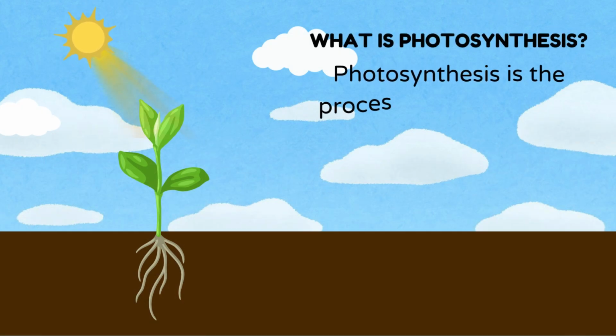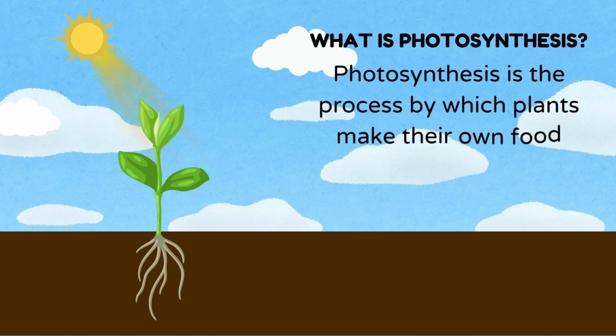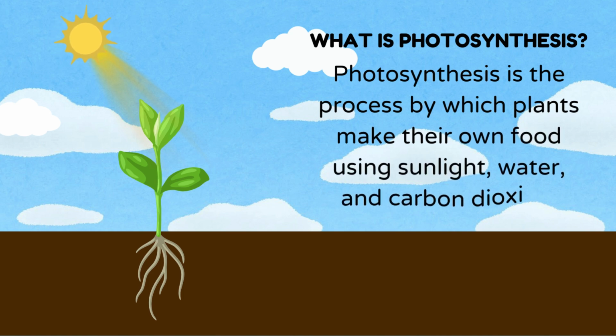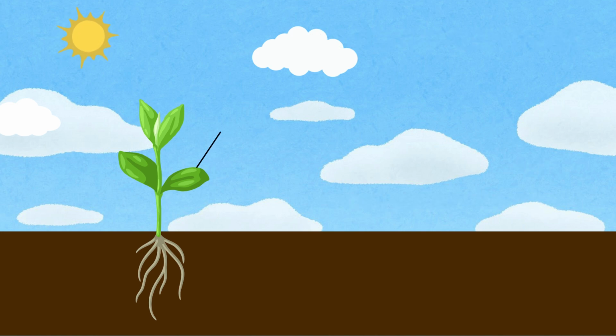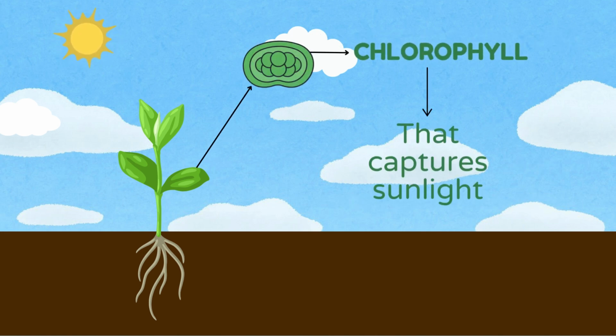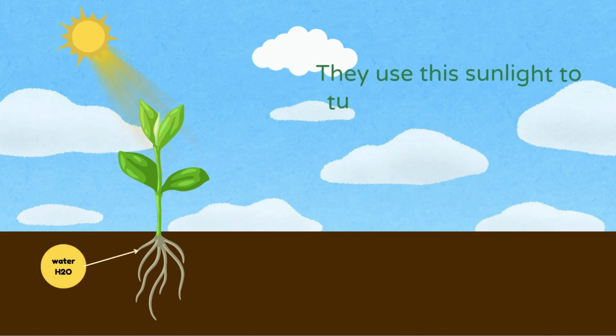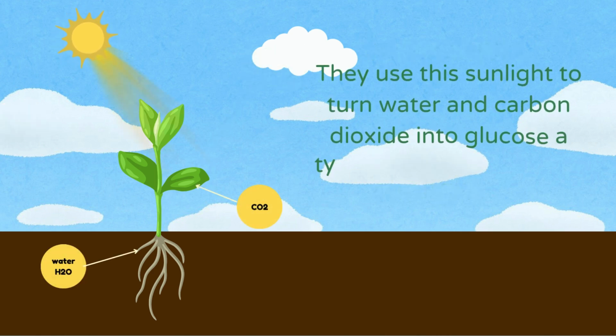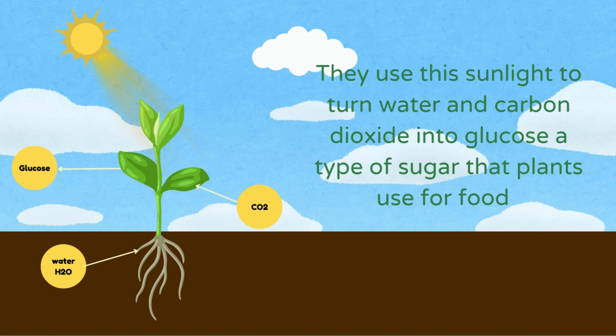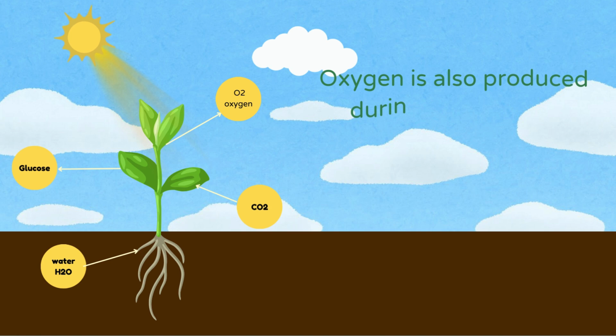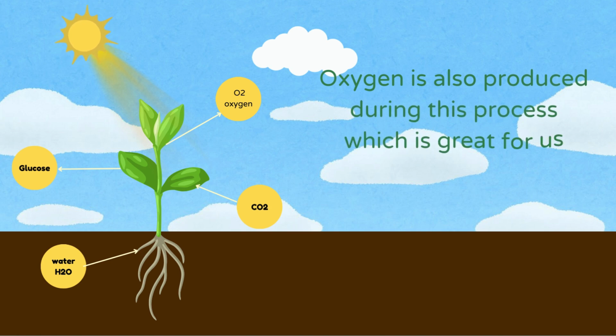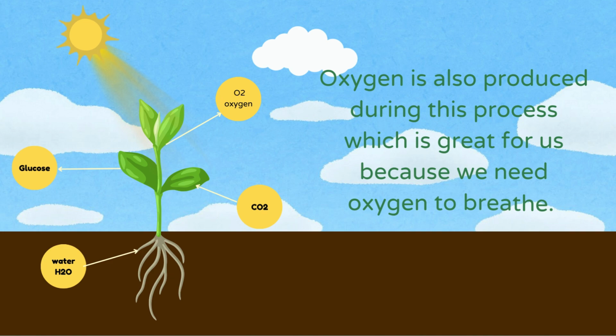Photosynthesis is the process by which plants make their own food using sunlight, water and carbon dioxide. Plants have a special part called chlorophyll that captures sunlight. They use the sunlight to turn water and carbon dioxide into glucose, a type of sugar that plants use for food. Oxygen is also produced during this process, which is great for us because we need oxygen to breathe.